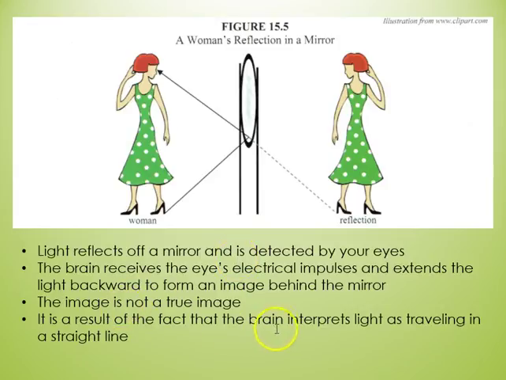As a result, the brain interprets light as traveling in a straight line. So when we're looking in a mirror, we think we're looking in a straight line. But at some point, what we're seeing is a reflection. We're actually seeing an image reflected back at us. So we aren't looking at a straight line. And when we do the experiment, you'll be able to see that interesting concept.